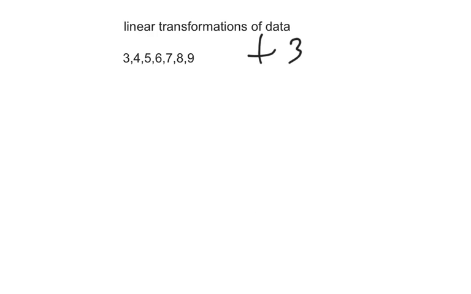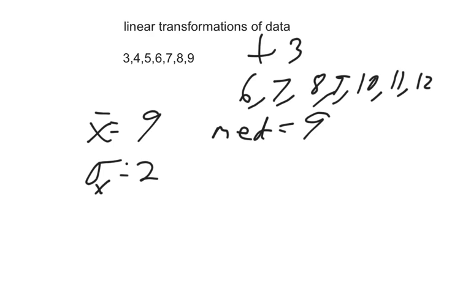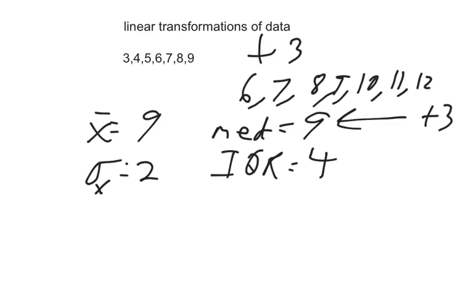Let's say that we take the original data and just add 3 to them instead of multiplying by 2 like we did last time. So we got 6, 7, 8, 9, 10, 11, and 12. Well, the median is equal to 9. And the mean is equal to 9. But the standard deviation is still 2. And the IQR is equal to 4. Which means that the centers went up 3, but the spreads did not change.